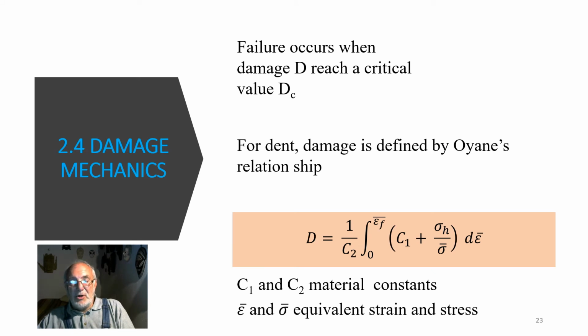The principle of damage mechanics is that failure occurs when damage D reaches a critical value. For DENT, damage is defined by the Oyane relationship, which is given here.